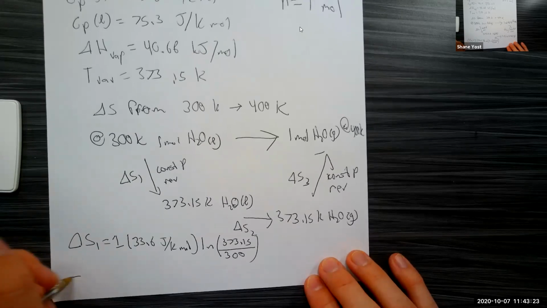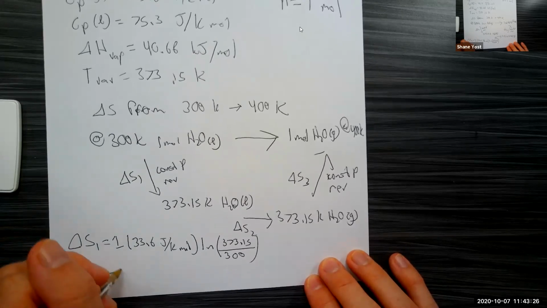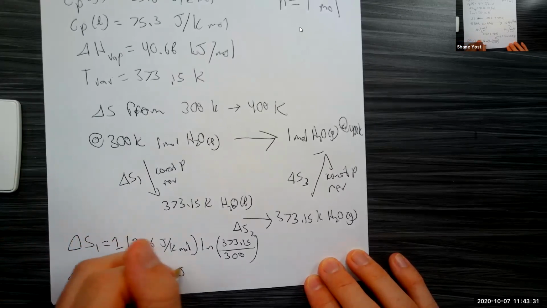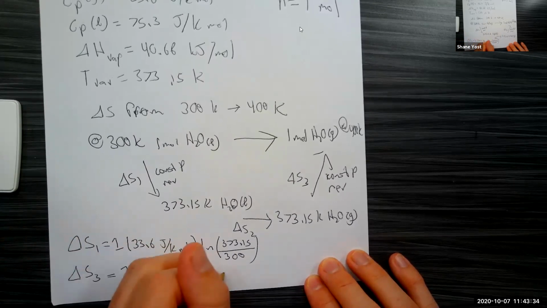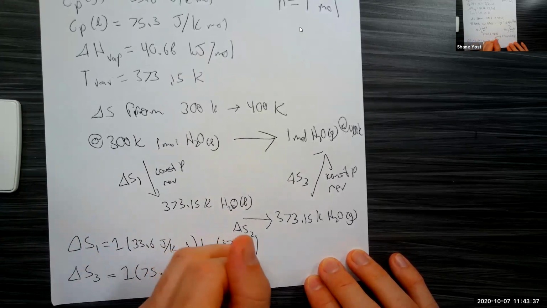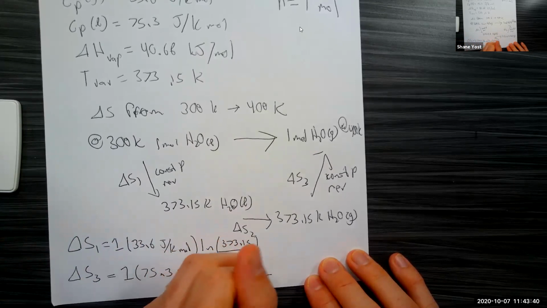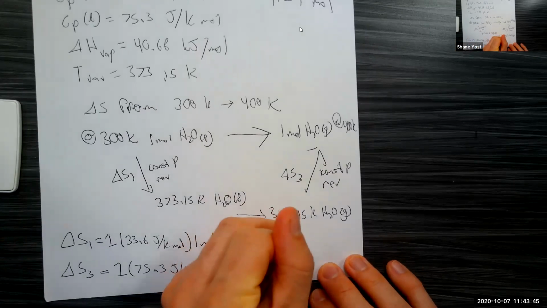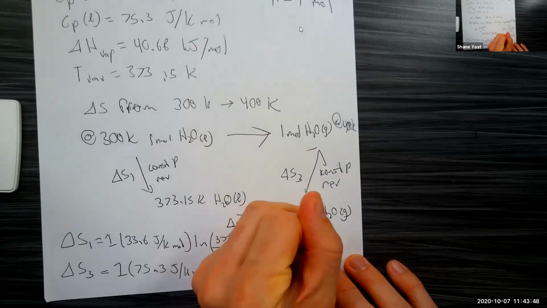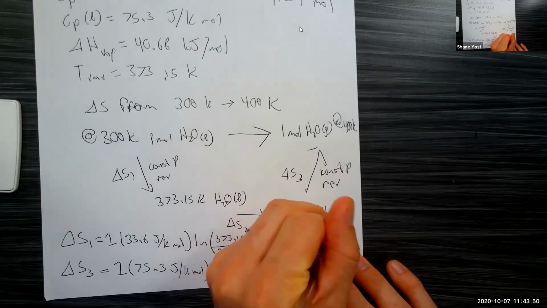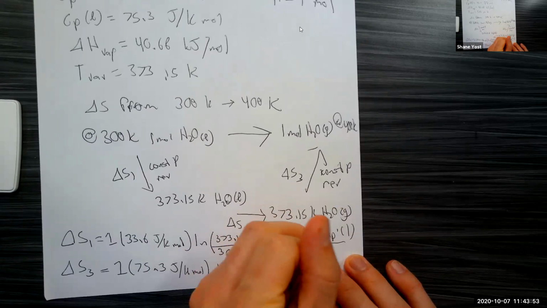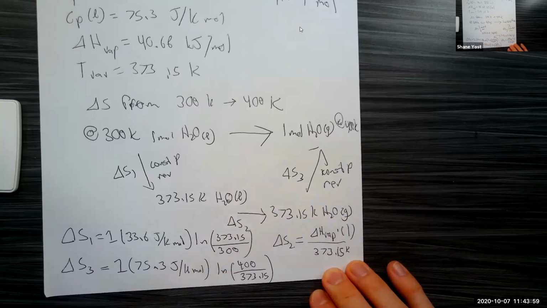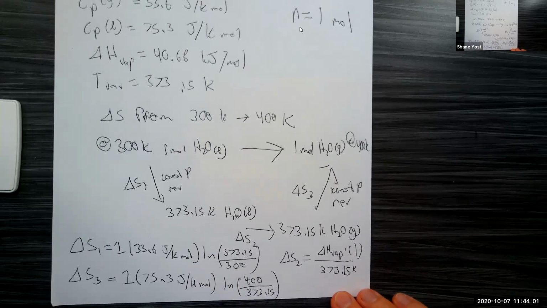Delta S3, I'm just going to do that right now because it's very similar. Now it's the molar heat capacity of the gas, joules per Kelvin mole, times the natural log of the final temperature of 400 Kelvin over 373.15. And then delta S2 is just the enthalpy change of vaporization times 1 divided by the temperature of vaporization, which is 373.15 Kelvin.